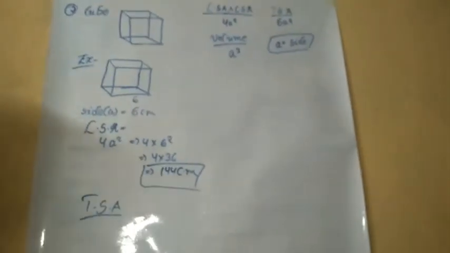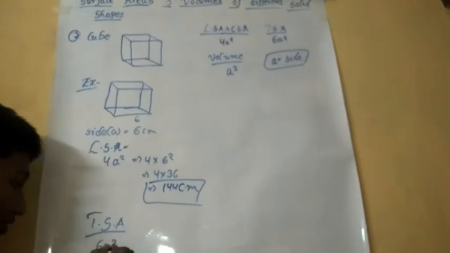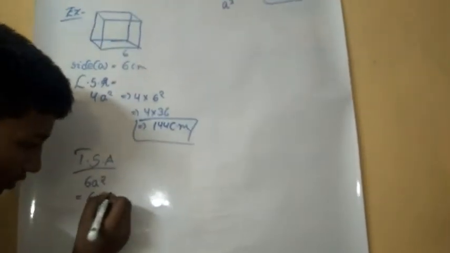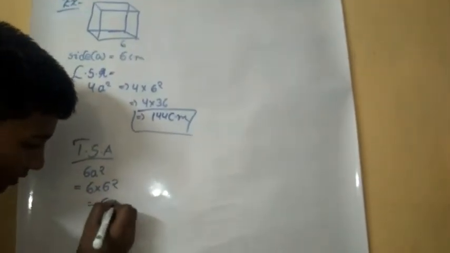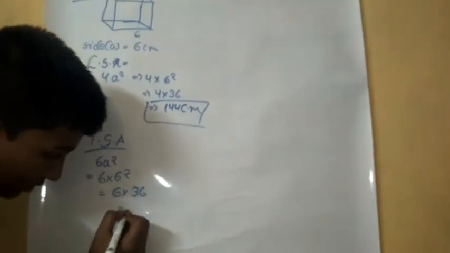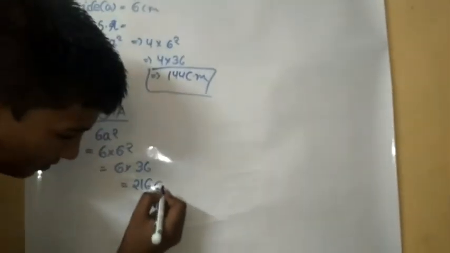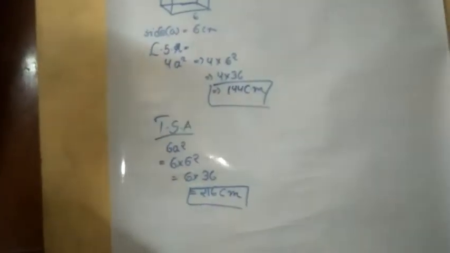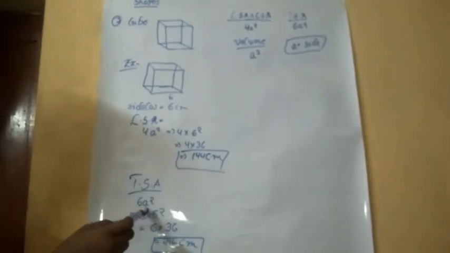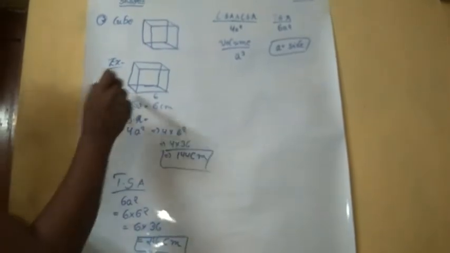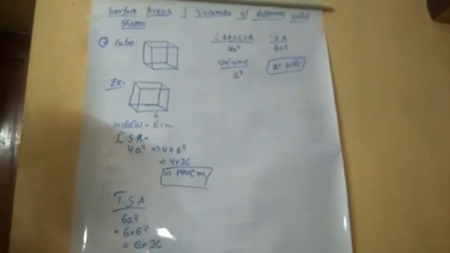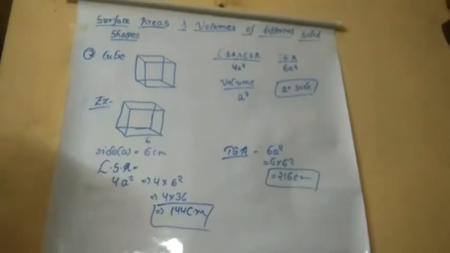The TSA formula is 6A square. 6A square is equal to 6 into 6 square, which is 6 into 36, which is 216. It is simply 6 cube, because in the TSA we multiply with 6 and the side is also 6. So 6 square into 6 means 6 cube. 6 cube is 216 centimeters squared. So friends, this is the TSA of this cube. Let's do the volume of this cube.